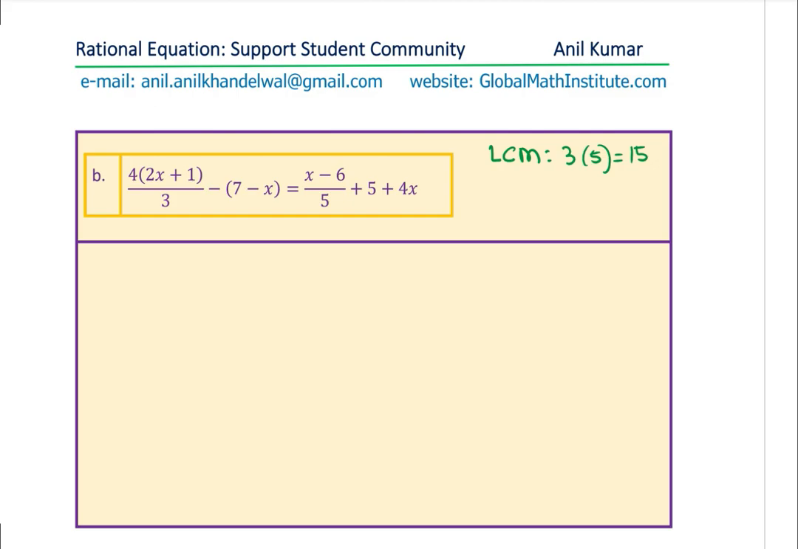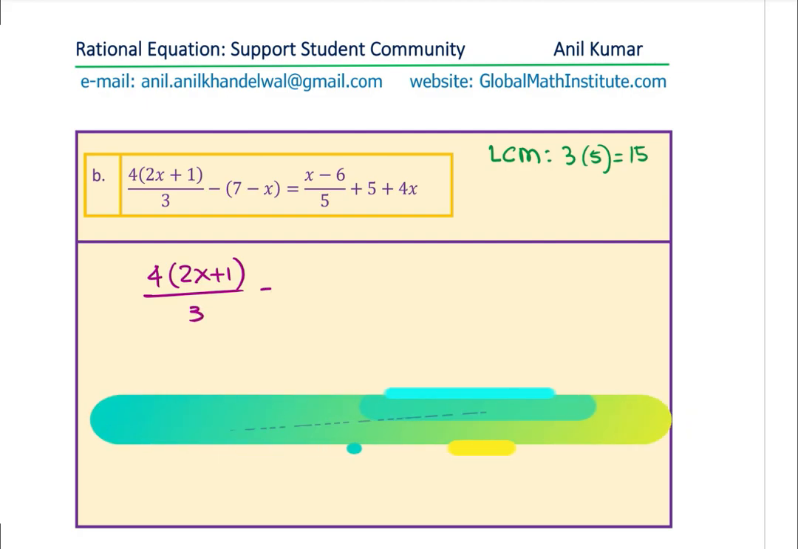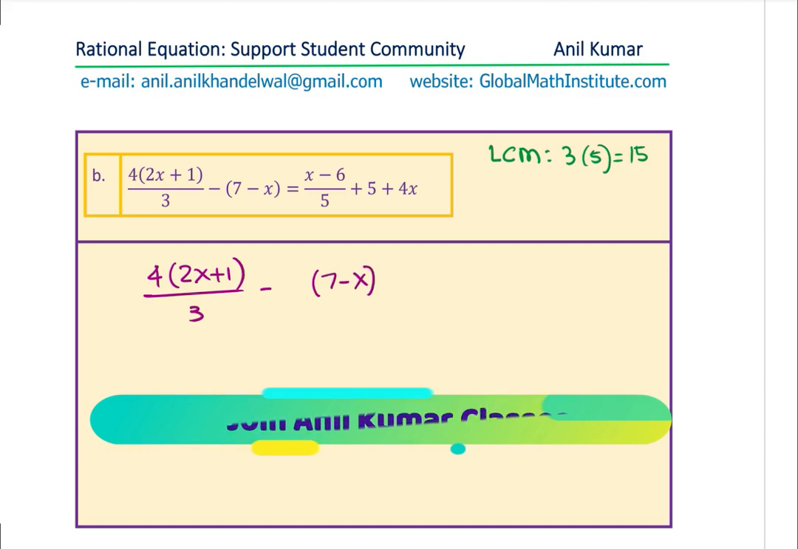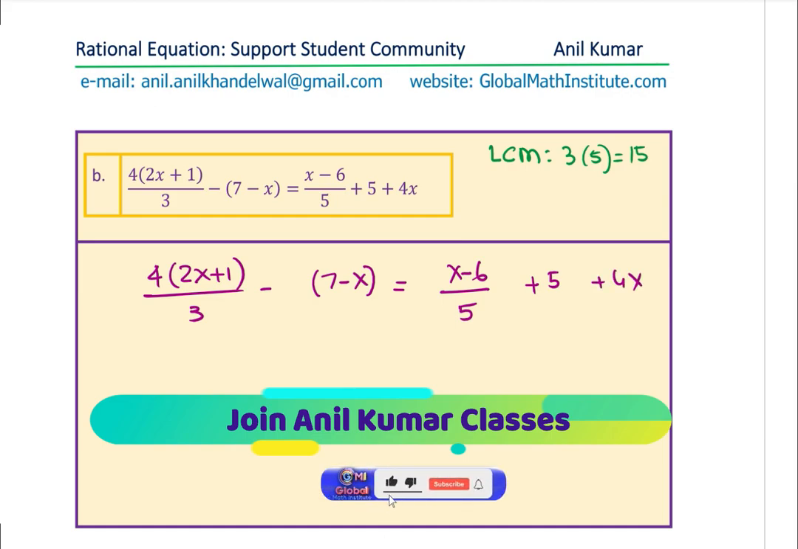So we have this particular question, which is 4 times 2x plus 1 divided by 3. I'm first writing it leaving the gap so that I could multiply and explain. So we have all these terms. So we have x minus 6 over 5, leaving space for 15, plus 5, leaving space for 15, plus 4x, leaving space for 15. Well, you do not have to leave it, you just write it directly, right? So we'll multiply by 15 all these terms. Is that clear to you?